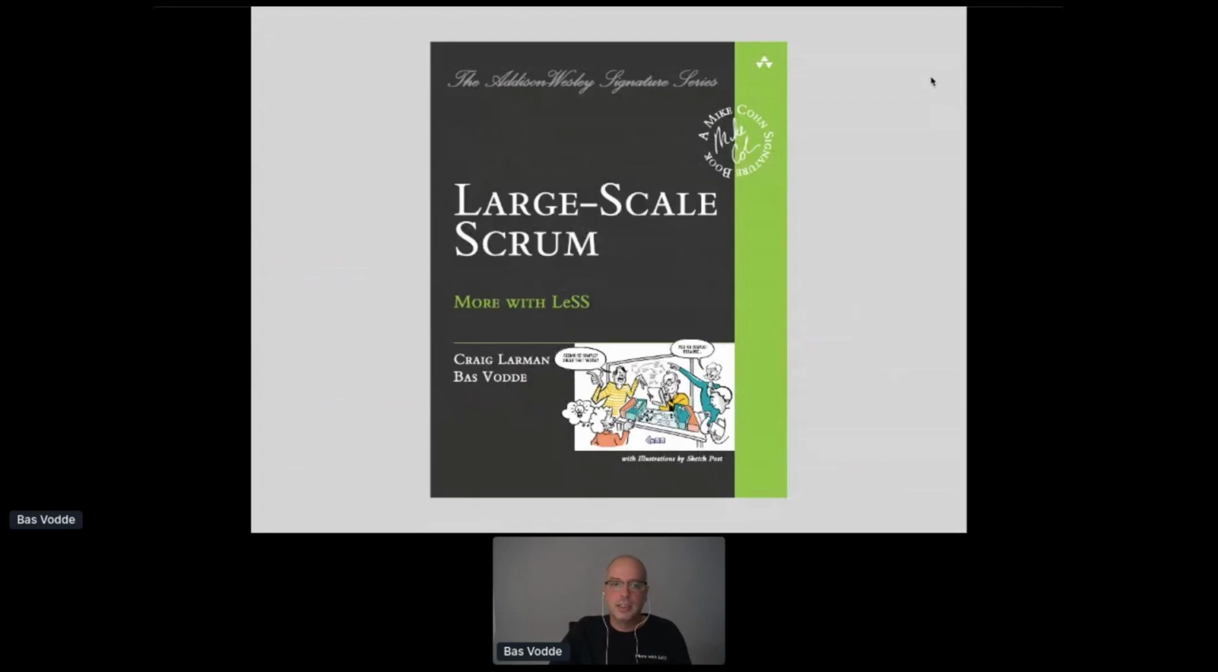Craig said, let's write another book. And I said, no, I had enough of that. He convinced me to do it anyway, because this was going to be quick. Fortunately, it still took, I think, 2 or 3 years to write. And this large-scale Scrum book is a prequel to the other ones. It describes the LeSS rules and the impact that the rules have on an organization.